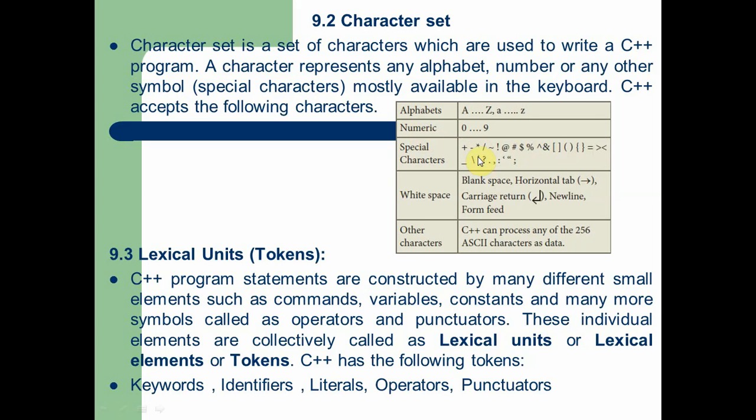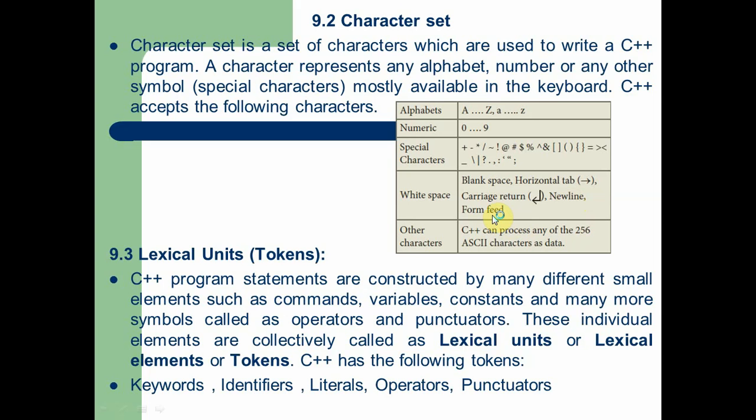These are some special characters which can be used in C++ language. Other than these, special characters are not allowed in C++ language. Next one is white space. White space means blank space, horizontal tab, carriage return, that is the enter key, new line, form feed. All these graphical characters can be used in C++ language.